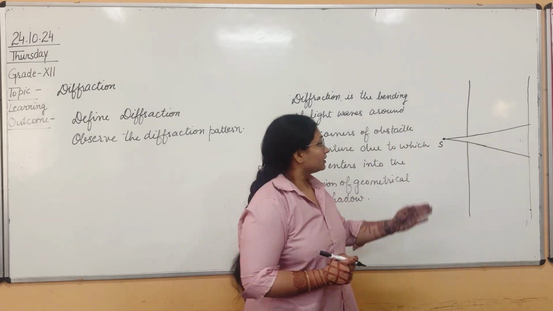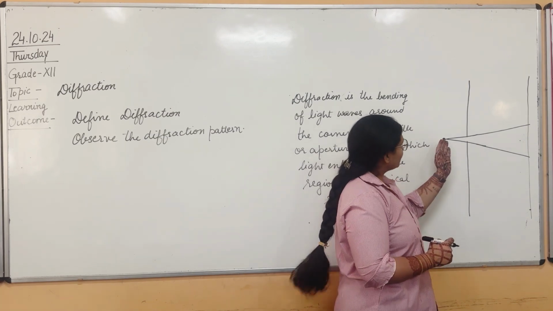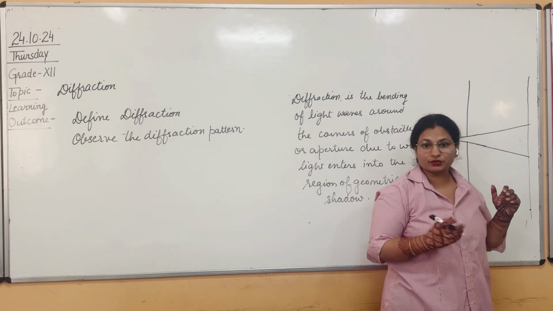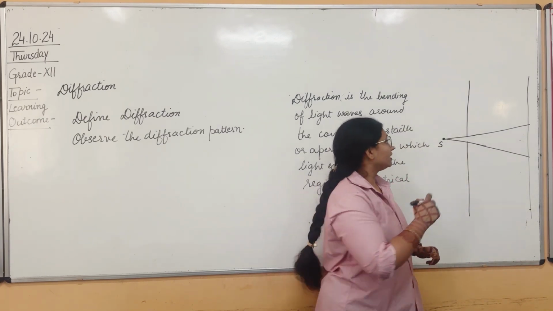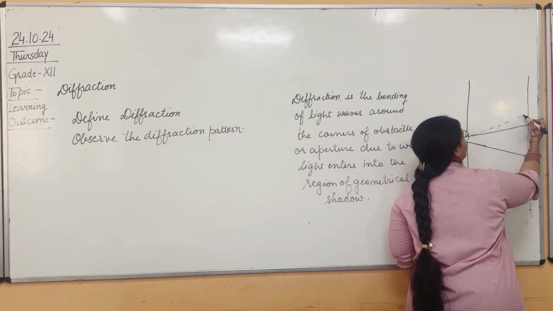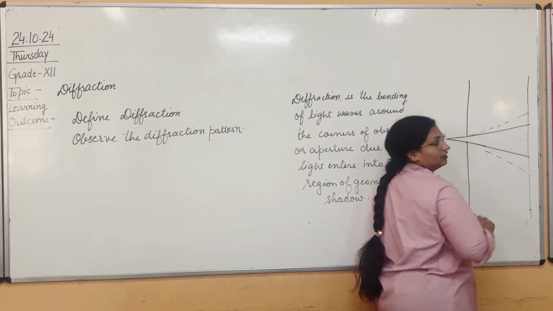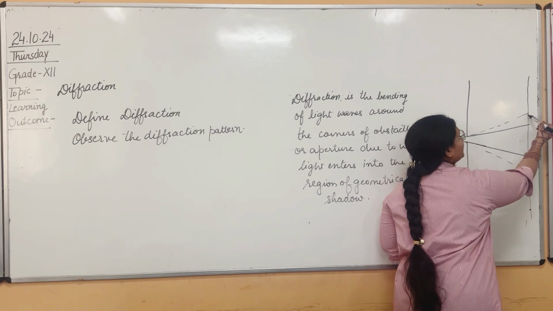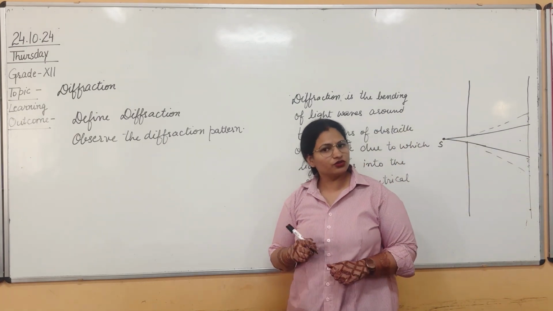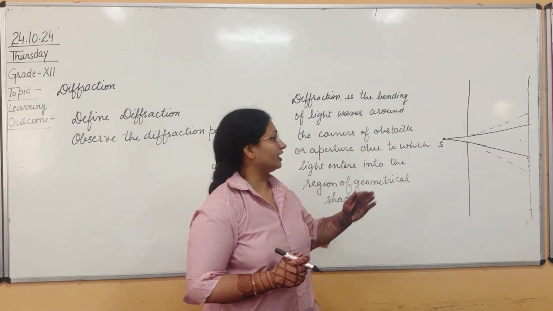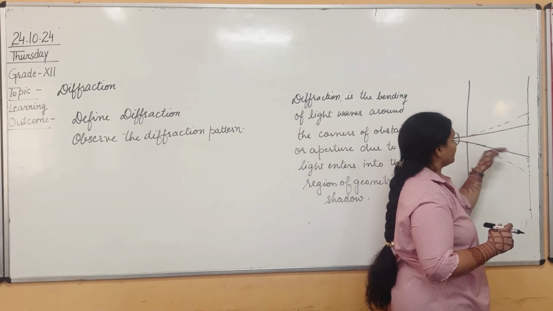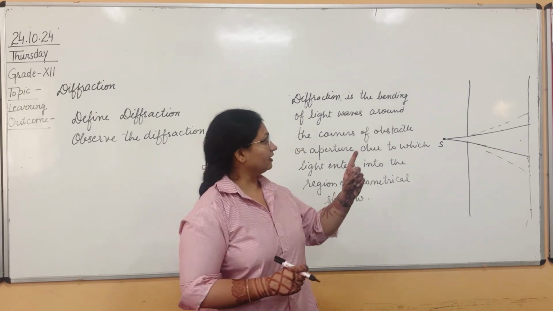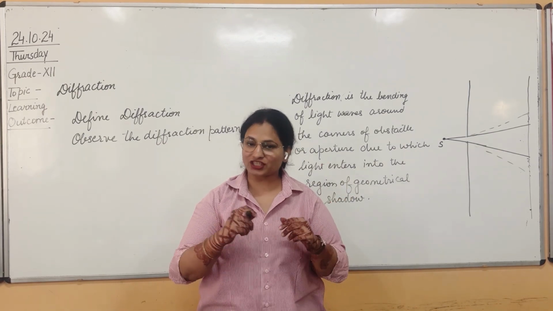But students, we will observe that on the screen, it is not only this region where you can see the light, but the light enters into the region of geometrical shadow as well. Means these parts of the screen also will be illuminated. Do you know why it is so? Because the light ray bends here. Rather than moving in a straight path, the light ray bends, and this bending is known as diffraction.